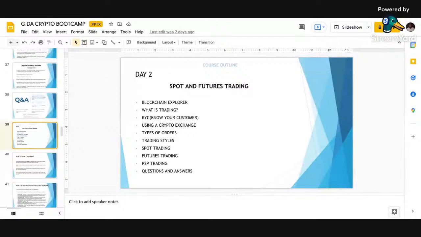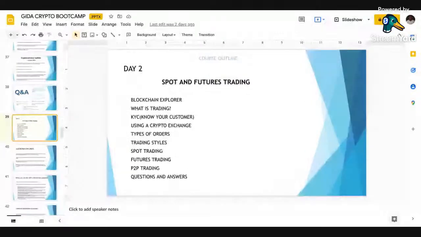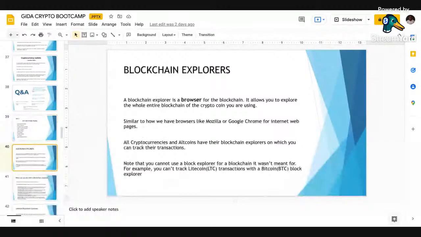So let us proceed. Now, we're going to talk about Blockchain Explorer. So what is Blockchain Explorer? Many people have been hearing of this Explorer thing. What is it really? Now, a Blockchain Explorer is a browser for the blockchain. Do you understand? In simple words, a Blockchain Explorer is a browser for the blockchain. So it allows you to explore the entire blockchain of the crypto coin you are using. Now, you know what is a browser? Browsers are things like Chrome, Mozilla Firefox, Kiwi browser, things like that. What do you do with a browser? With a browser, you can access any form of information or data you need.